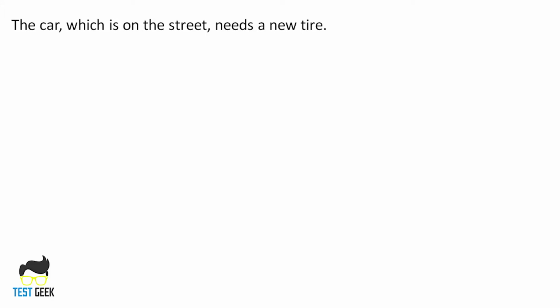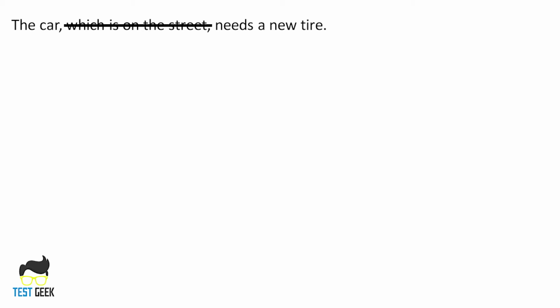So this first sentence is actually using commas. The car, which is on the street, needs a new tire. So this is just what I was talking about. It's separating out a dependent clause, which is on the street. This dependent clause could be taken out, and we could read the sentence as the car needs a new tire. This information is helpful. It provides more information, but it's not actually necessary to the sentence, and that's why we need to separate it with commas.